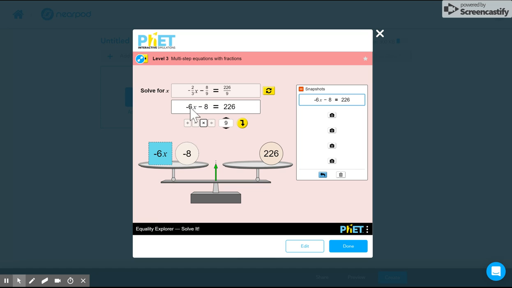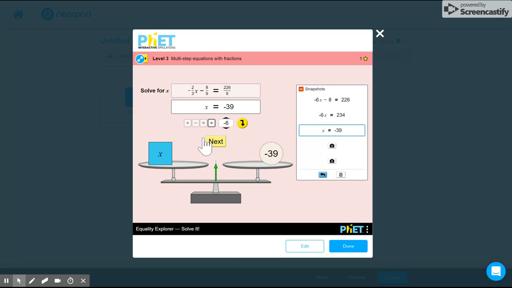Now I've got x has been multiplied by negative 6 and subtracted by 8. So I need to get rid of this constant, negative 8. So I'm going to do the opposite, add 8. But make sure it's 8 and not 8x. Now when I added 8 to both sides, now I have negative 6x equals 234. X has been multiplied by a negative 6, so the opposite would be divide by a negative 6. And you just change this until you get to your negatives. And that gives you x equals negative 39.